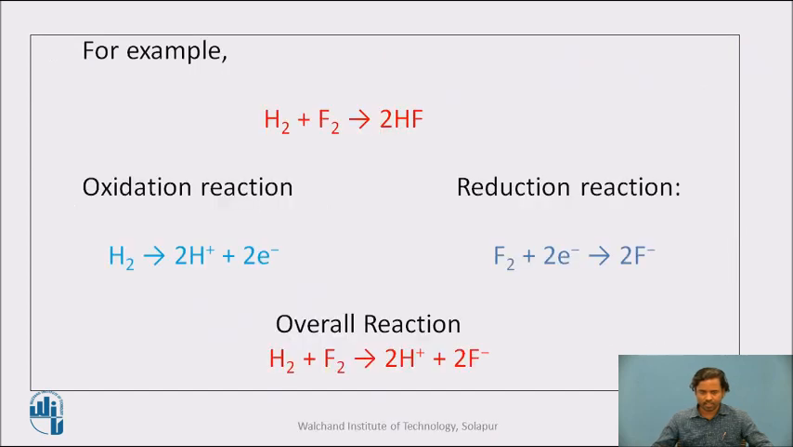Let's see one example of a redox reaction. H2 plus F2 gives 2HF. In this reaction, hydrogen undergoes oxidation and produces 2H+ ions, and it releases 2 electrons. Fluorine, on the other hand, accepts those 2 electrons and gets converted into fluoride ion. The overall reaction can be represented as H2 plus F2 gives 2H+ plus 2F-.